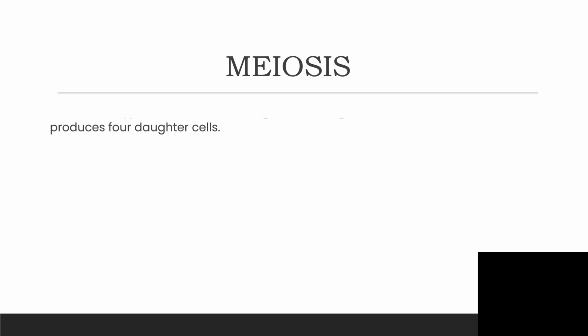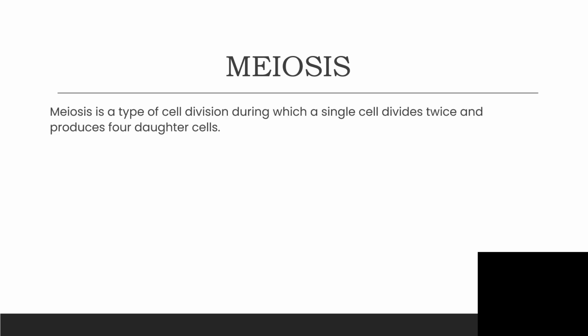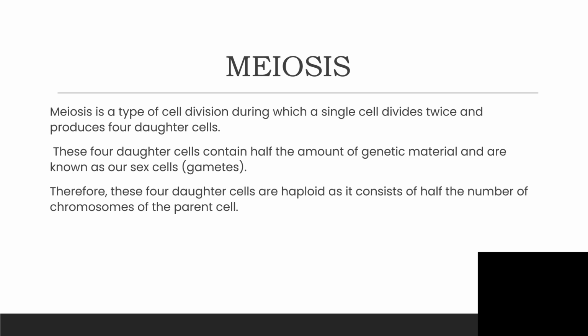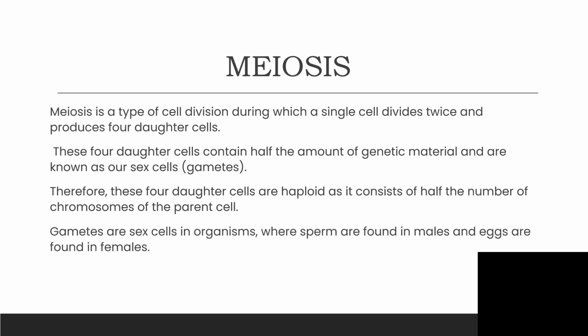Now the meiosis. Meiosis is a type of cell division during which a single cell divides twice and produces four daughter cells. These four daughter cells contain half the amount of genetic material and are known as our sex cells, that is the gametes. Therefore, these four daughter cells are haploid as they contain half the number of chromosomes of the parent cell. Gametes are sex cells in organisms where sperm are found in males and eggs are found in females.